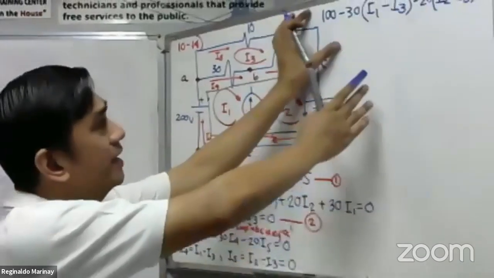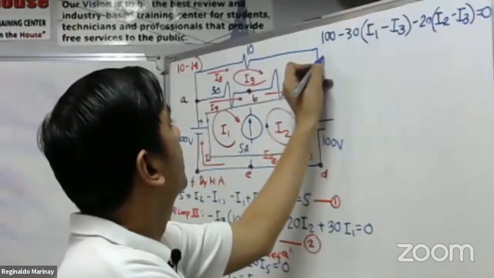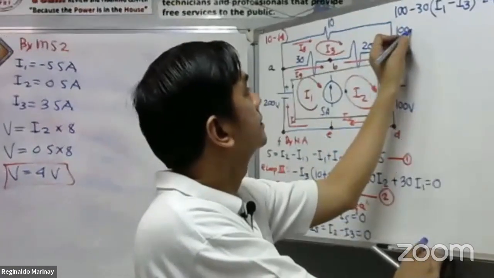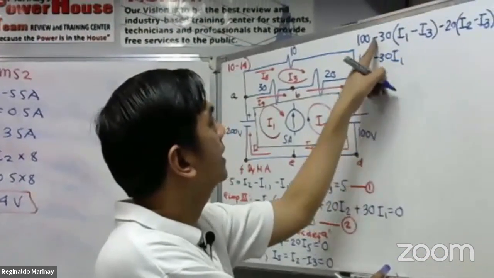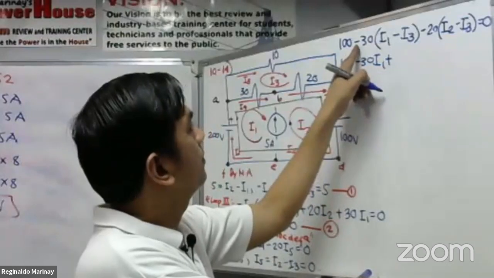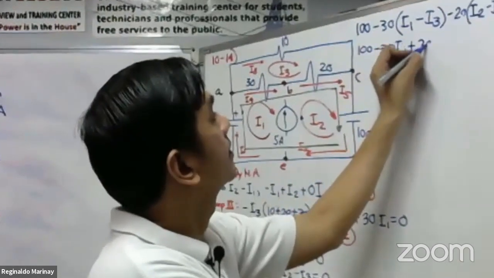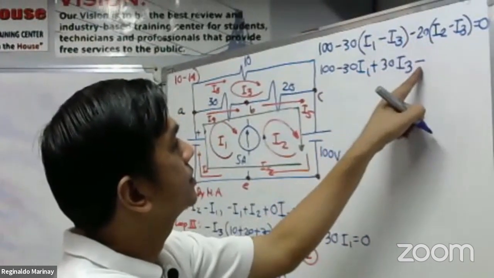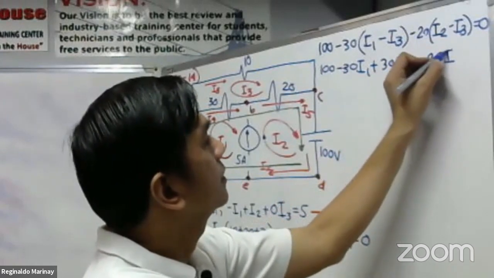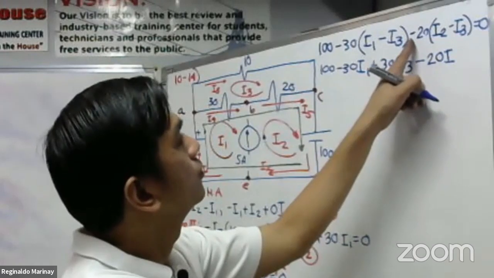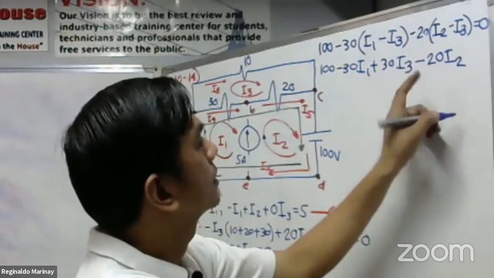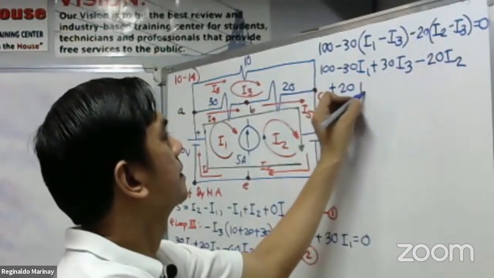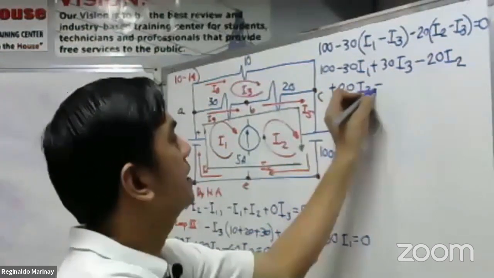Okay, let us simplify algebraically. So, we have 100. So, let us distribute this. Negative 30 multiplied by I1. So, that is negative 30 I sub 1. Negative, negative, positive. Positive 30 I sub 3. Then we have here minus 20. We have here I sub 2. Minus 20 I sub 2. Negative, negative, positive. Plus 20 I sub 3. That will be equal to 0.